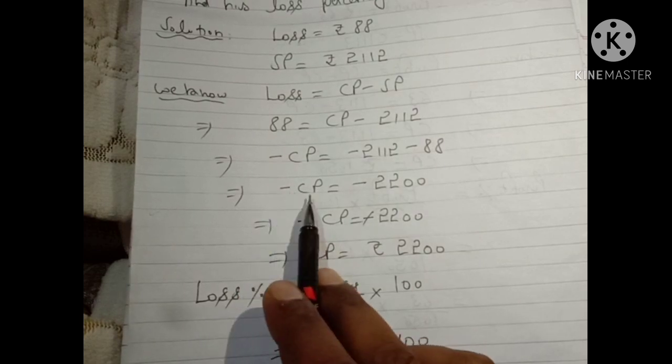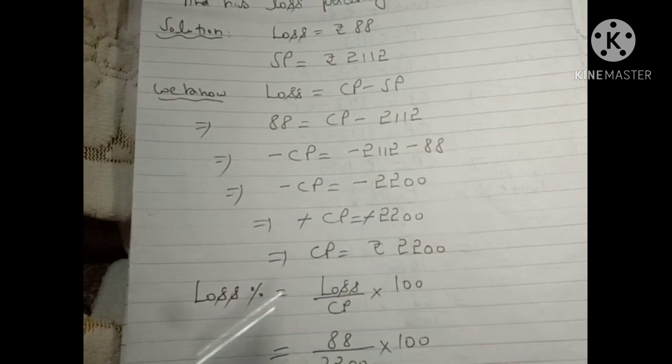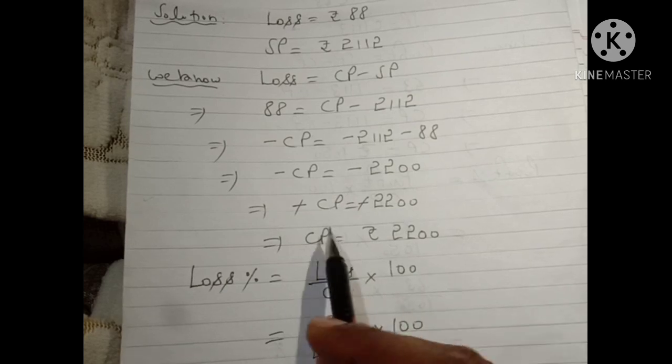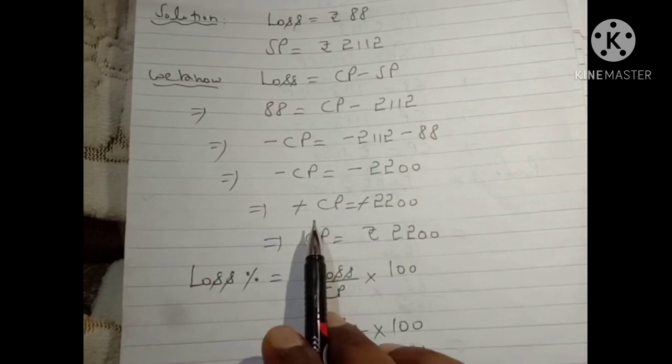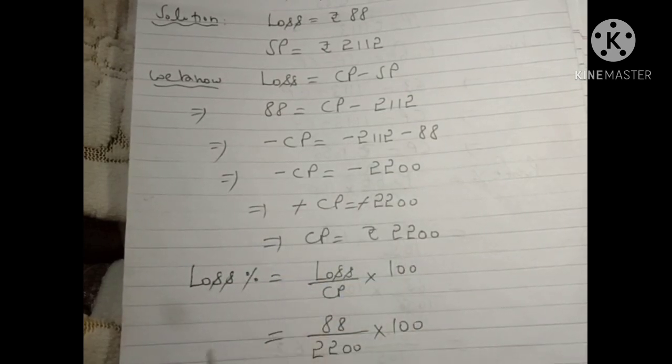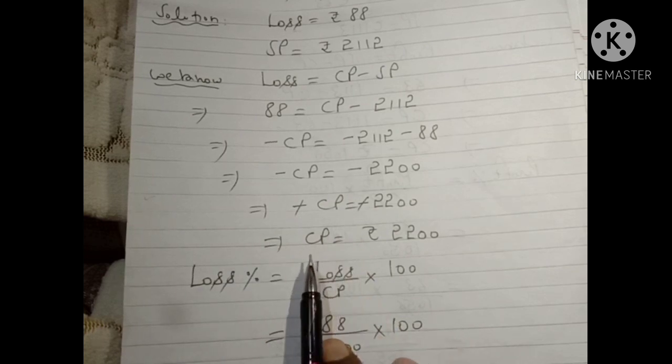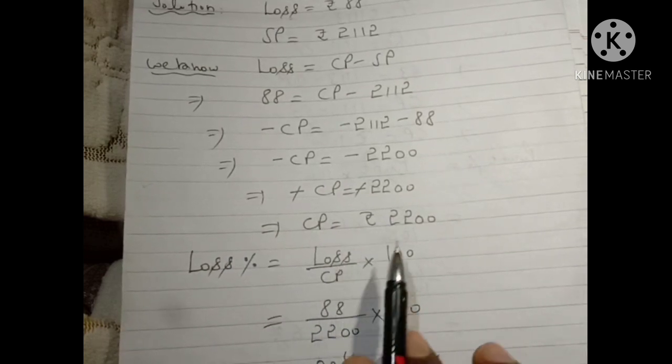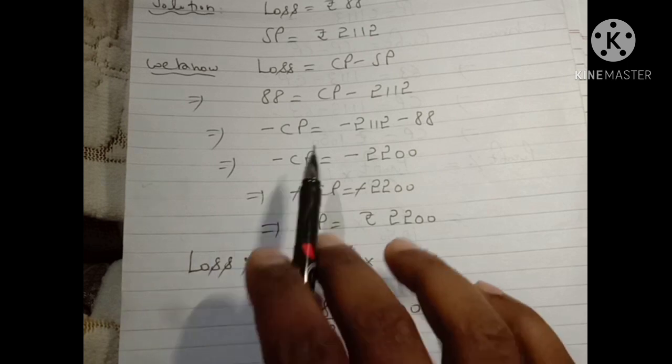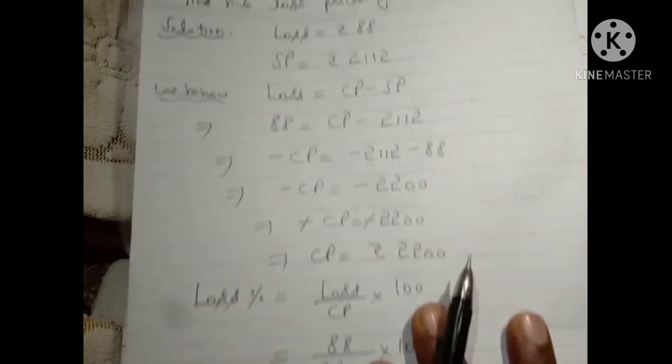So it will become minus Cp is equal to minus 2200. And now in the next step you can see this minus and this minus cancel each other, and now you can see the cost price in this case is rupees 2200. So in this way we can find out the cost price first of all.